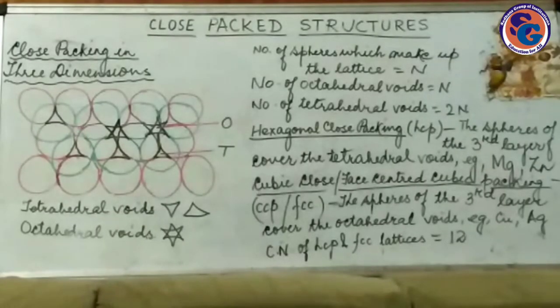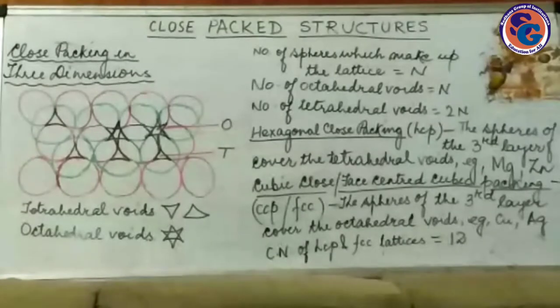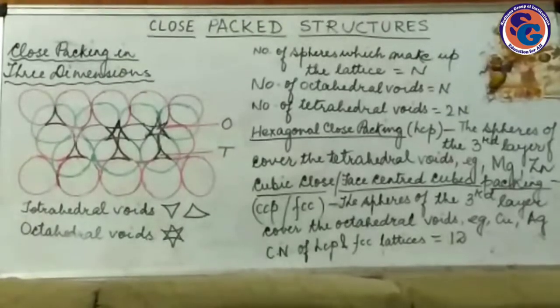Dear students, this is the continued class on close packed structures. This is the second type of close packing in 3 dimensions. In this particular type, one layer of AB type of 2-dimensional close packing is stacked over the other AB type of close packed structure in such a way that the spheres of the second layer lie in the depressions of the first layer.